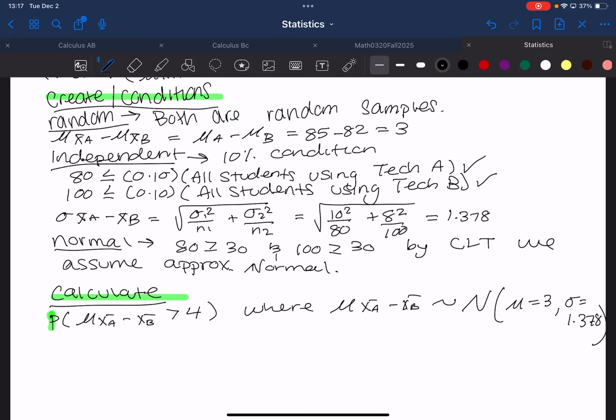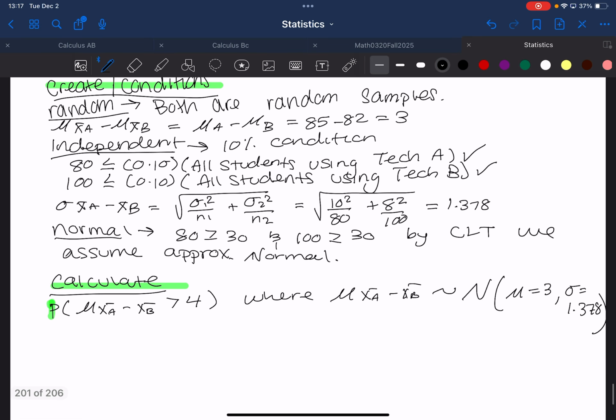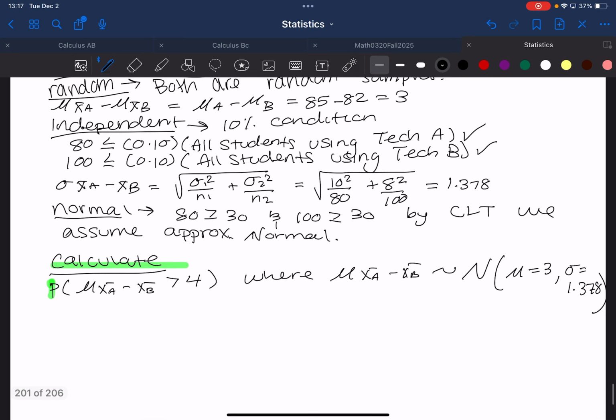So we took the information that we got from the conditions, from the random and from the independent, in order to write our mu and sigma for the normal distribution of the difference in sample means. Once we have this, we don't need to do anything else. We don't have to graph the diagram or anything. We're going to go straight to Desmos.